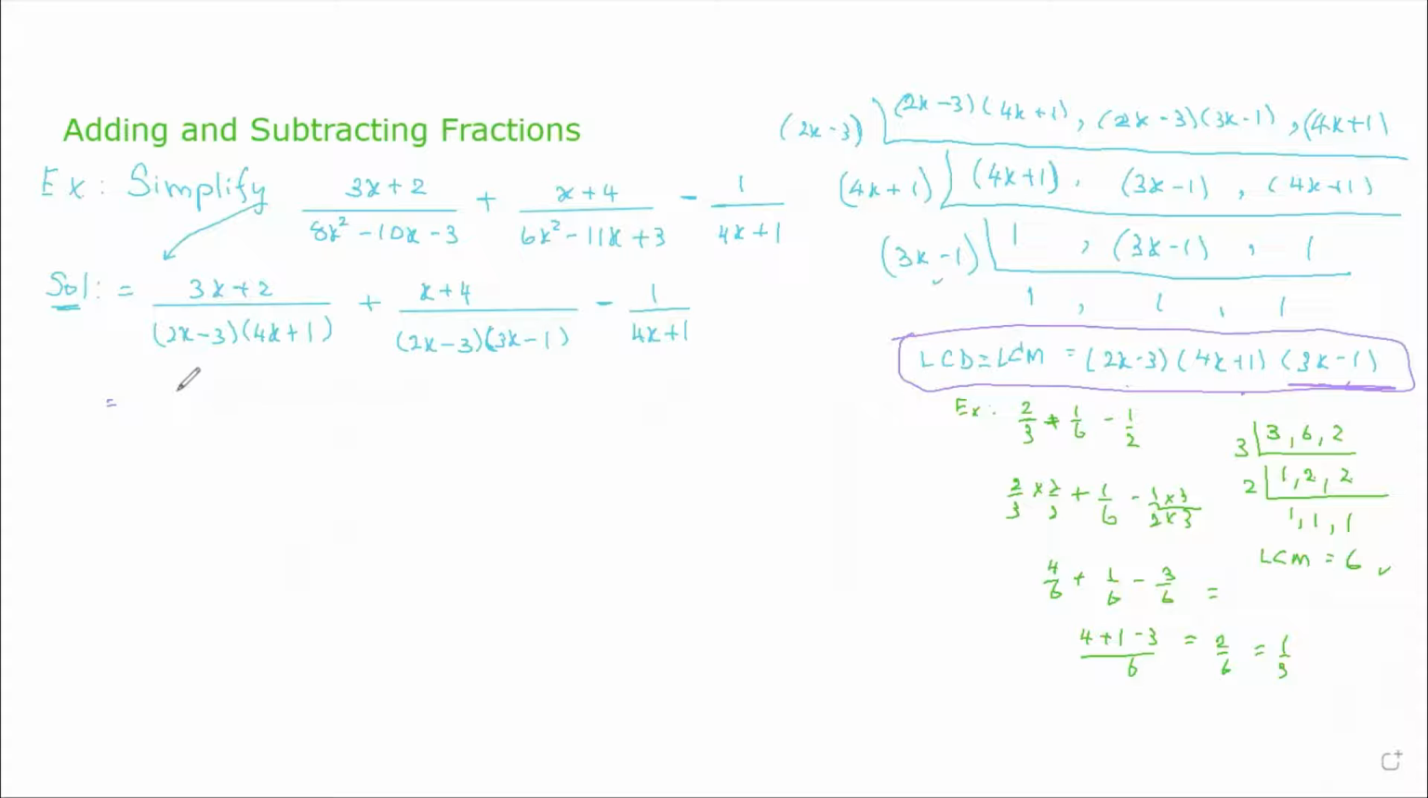So this one is going to be 3x plus 2, right? And then the bottom, the same thing, 2x minus 3 and 4x plus 1 times 3x minus 1. You can write it this way, okay?